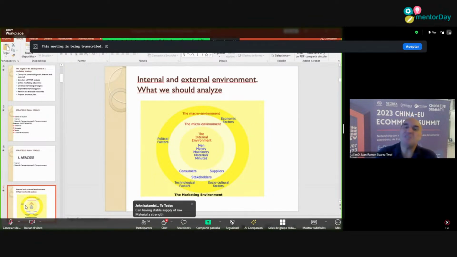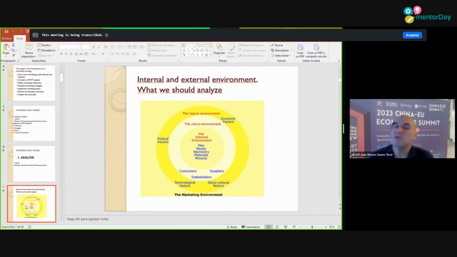Okay, as you see in the circles, the internal environment is what we are. We know exactly who we are. We can analyze that internally. We don't need anybody else sometimes. Sometimes we need them, but we can do it by ourselves.